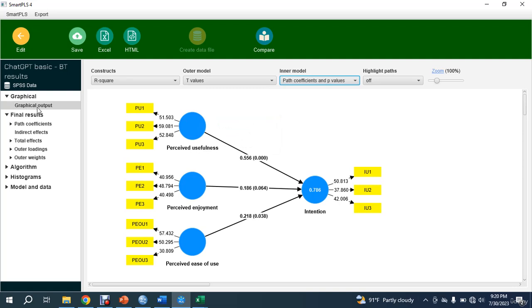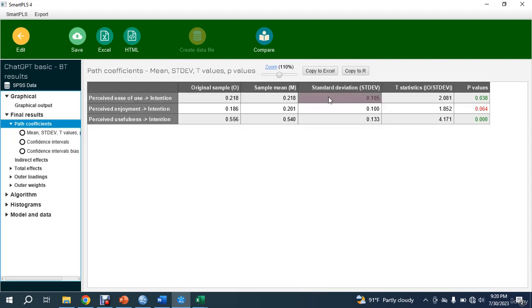So from the graphical output we can select it, and for the final result in the structural model you only need the path coefficient table. Here you can see the original sample, sample mean, standard deviation, t statistic, p-value. Sample mean and standard deviation, we do not need these two. You only need the original sample. This is the beta or path coefficient, whether the influence of ease of use on intention is positive or negative, you can easily see here, and whether it is significant or not can be determined by seeing the t statistic.